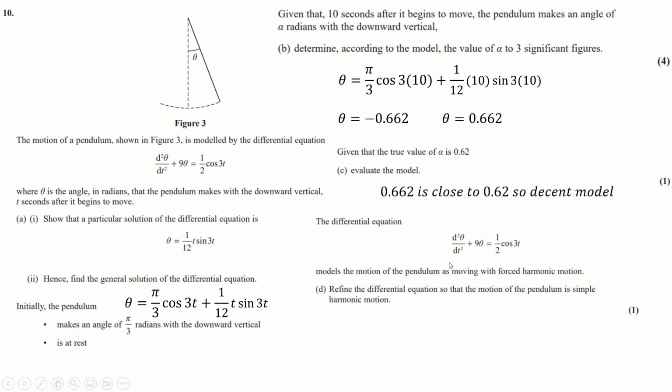And the very last bit, the differential equation, this, which is the one we've been dealing with the whole time, is forced harmonic motion. How do we make it simple harmonic motion? Well, simple harmonic motion just doesn't want a function over here. Simple harmonic motion just wants d squared theta by dt squared to equal just a linear function in theta. So this just equals minus 9 theta, so it just wants it to be this. So we just get rid of this function. This function is causing it to be forced, so just get rid of it.